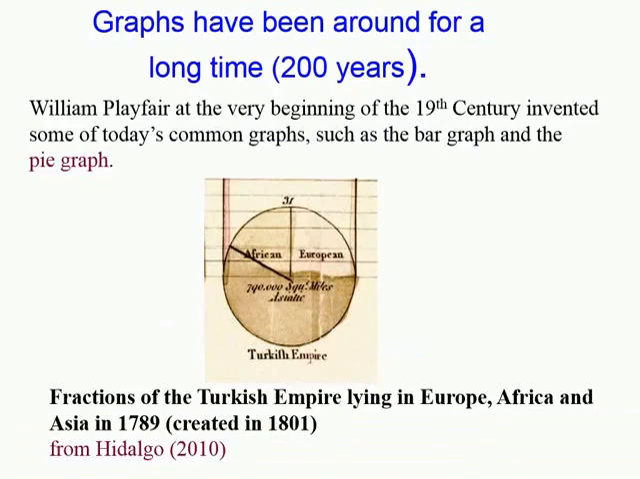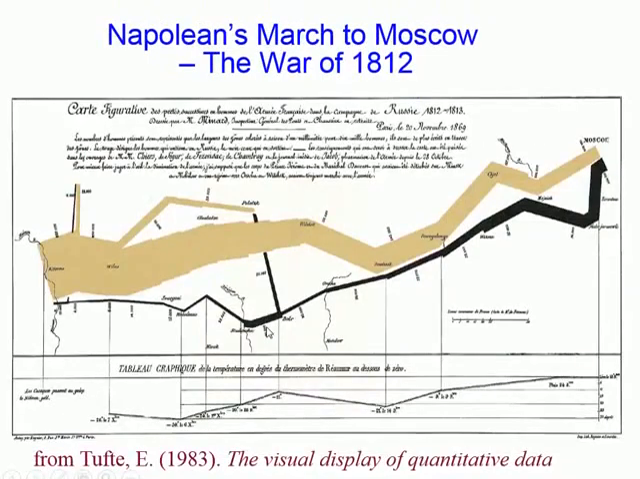Graphs have been around for a long time, over 200 years. In 1801, Playfair is credited as the creator of some of today's common graphs, such as the bar graph and pie graph. Here we see his pie graph, showing the proportions of the Turkish Empire that lie in Europe, Africa and Asia in 1789.